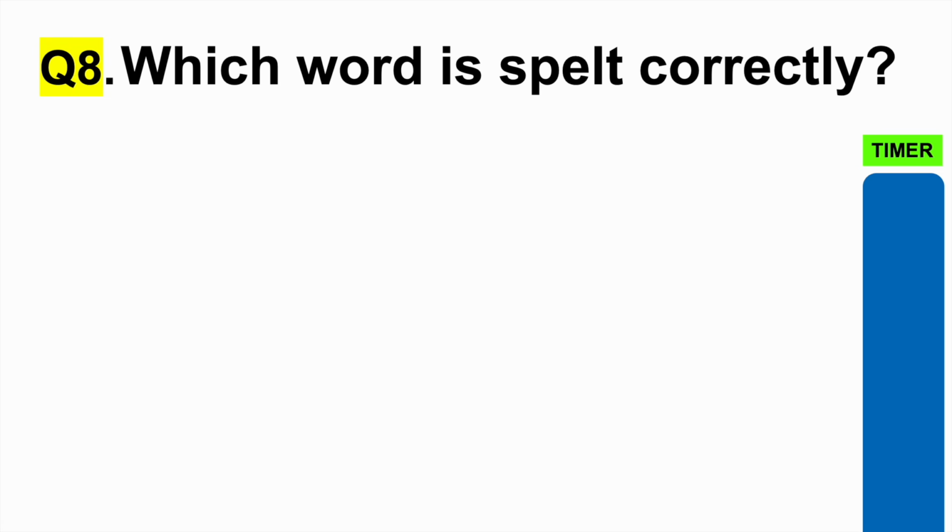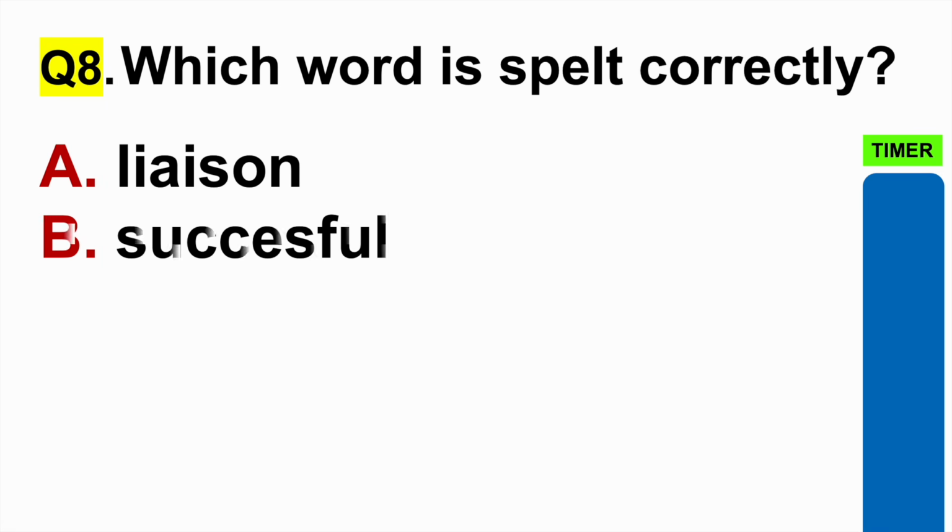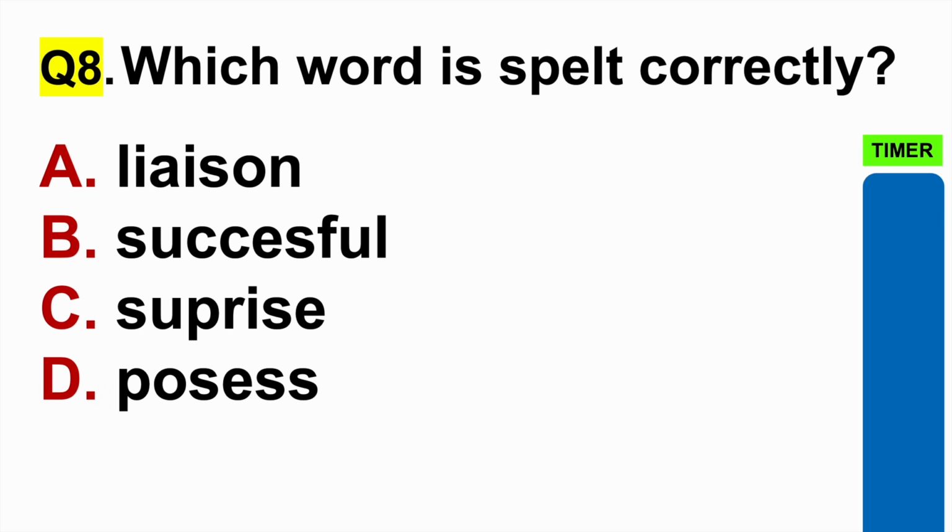English proficiency test question 8. Which word is spelt correctly? Is it A. Liaison, B. Successful, C. Surprise, or D. Possess? Only one of those words is correct. Please tell me in the comments.